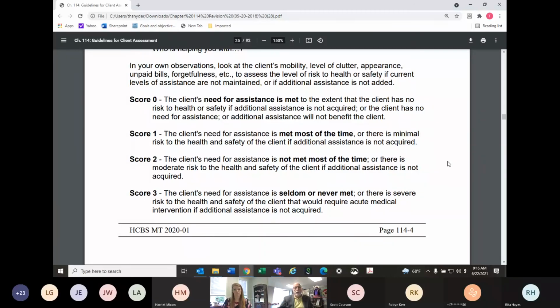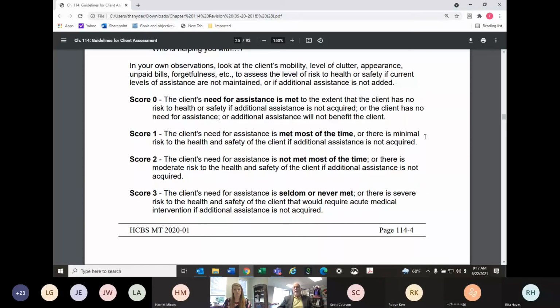And a quick review of the scoring. And Sarah, I'll let you go into some more detail if you'd like about these. So 0 is the need for assistance is met to the extent that there's no risk to health and safety if additional assistance is not provided. Or they have no need for additional assistance because the need is being met already, or additional assistance won't provide any benefit.